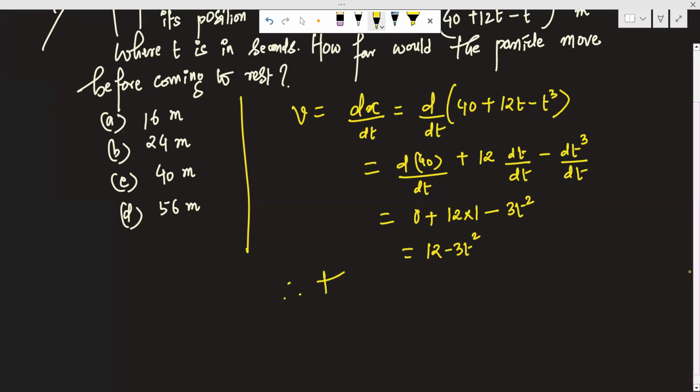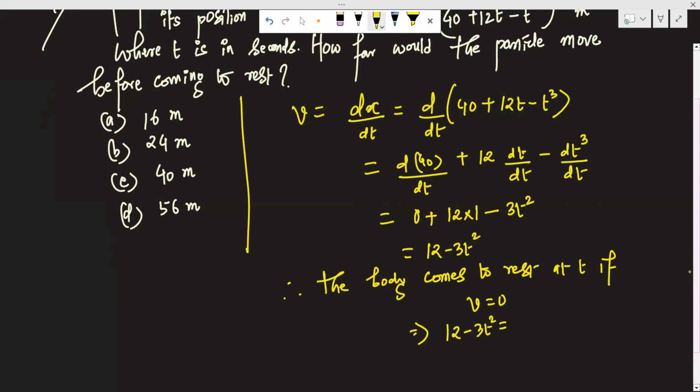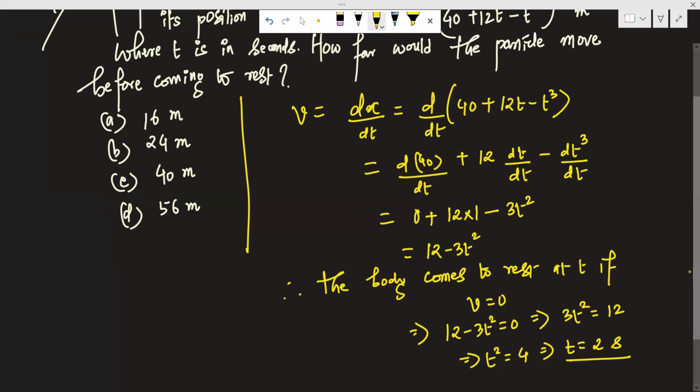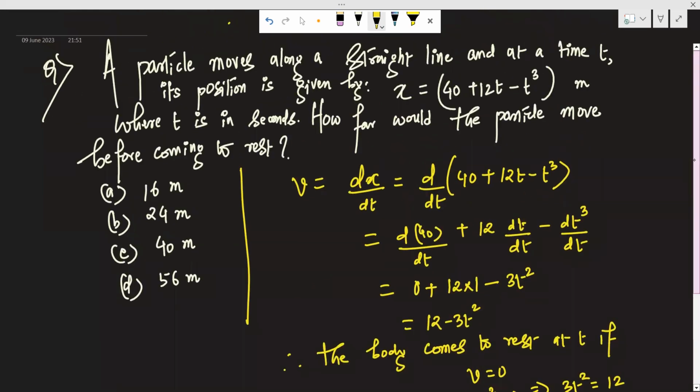That means we can say the body comes to rest at t if v will be equal to 0. That means 12 minus 3t square equals to 0, which means 3t square equals to 12, so t square equals to 4. So automatically we can say t will be equal to 2 seconds. Yes or no? t square equal to 4 means t will be plus minus 2, but obviously negative time will not be possible. Okay? So obviously t will be equal to 2 seconds.